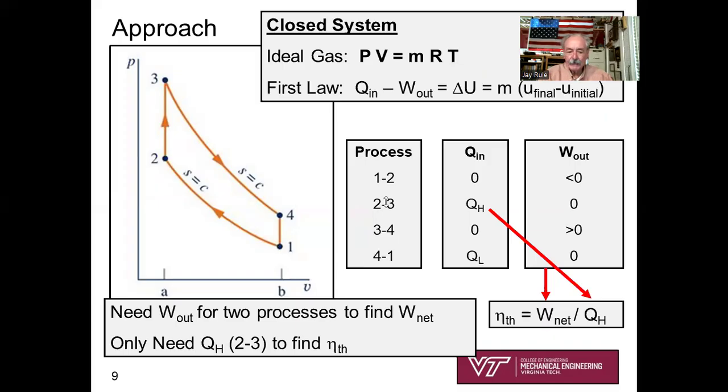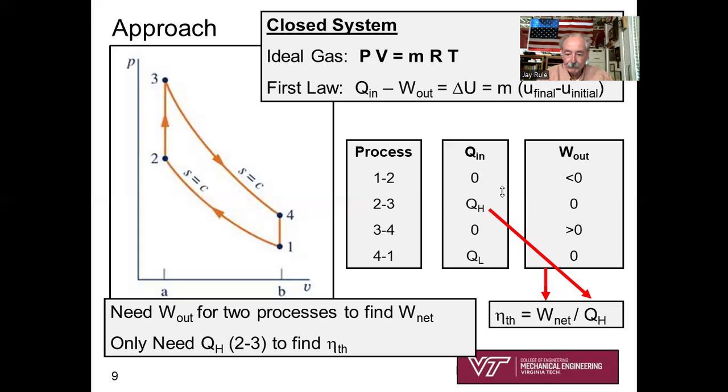I'm going to plan my work. Process 1 to 2, heat in is 0, work out is going to be a negative number. Process 2 to 3, that's the heat addition process, that's going to be QH. I'm going to need to find that, right? W out is 0, no area under the curve. Process 3 to 4, the expansion process, that's like the power stroke model. There's no heat transfer involved in that, reversible and adiabatic. Work out in kilojoules, yes, positive. And then 4 to 1, that's QL, and there's no work involved there.